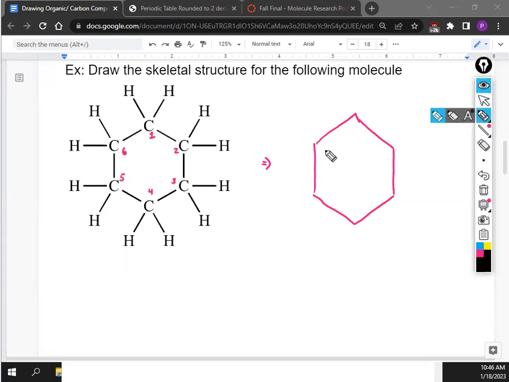And if you always want to check your work, you can just count how many corners you got. 1, 2, 3, 4, 5, 6. And there you go. You should have 6 carbons. Okay, so you don't have to count the corners on your skeletal structure. You don't need these numbers. But if it helps you get the right answer, then I do recommend doing it just so it's easier for you. Okay.